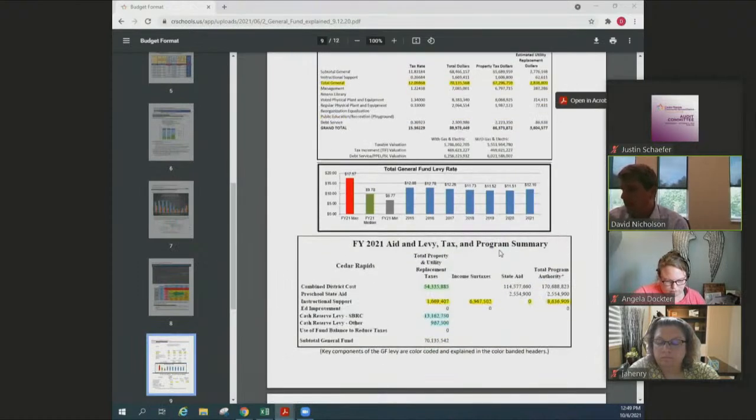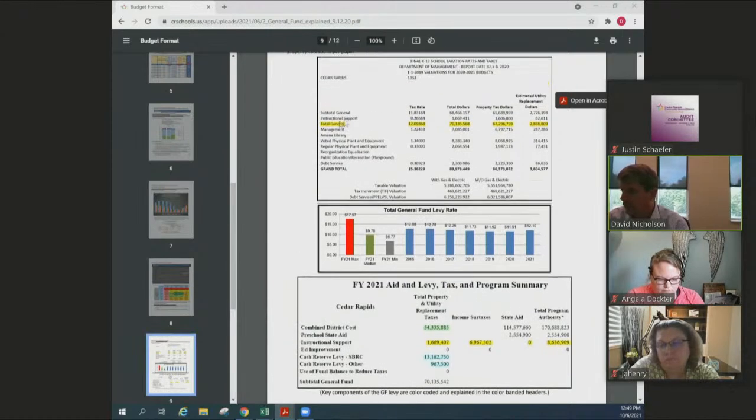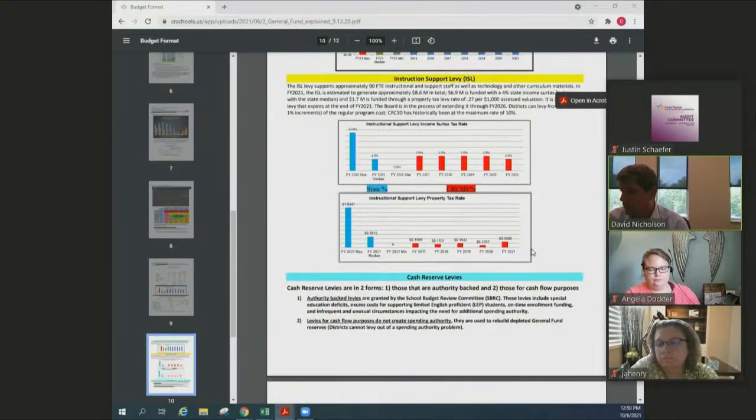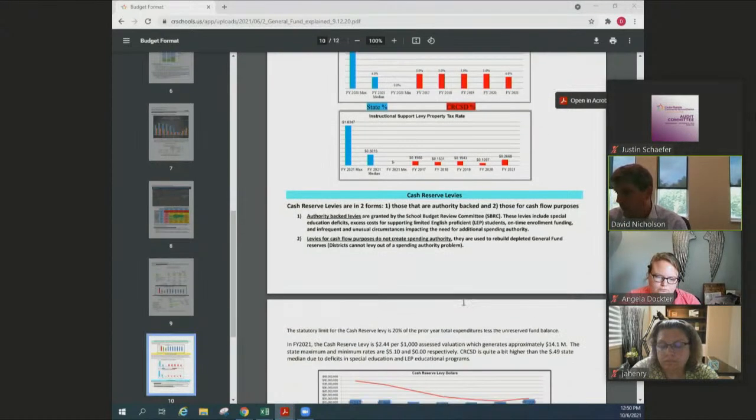And our property tax levy, right now you can see the general fund levy. We talked a little bit about components earlier. These are all last year's numbers, so I'm not going to go a lot into that, other than there is an instructional support levy, which has a property tax component, and an income surcharge tax levy.